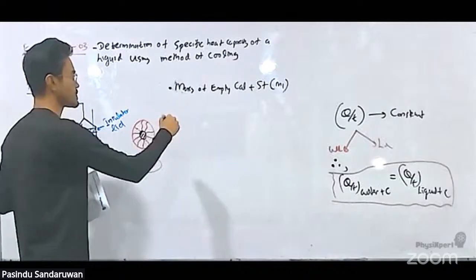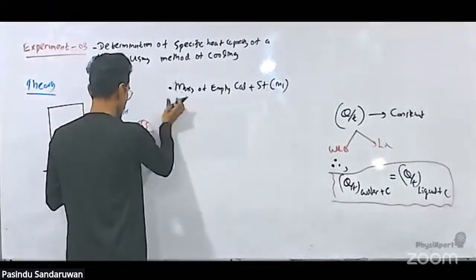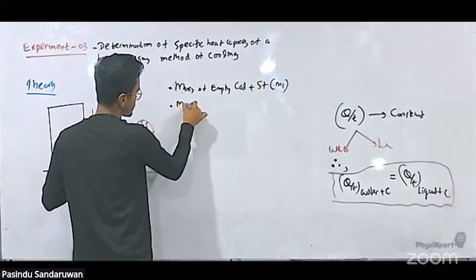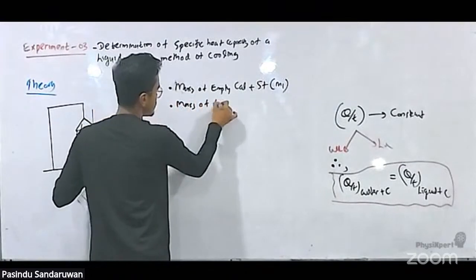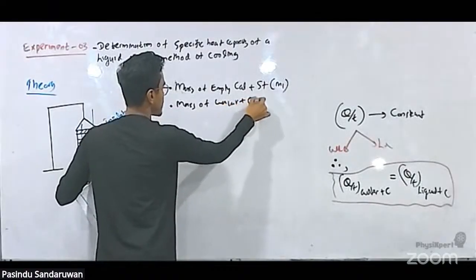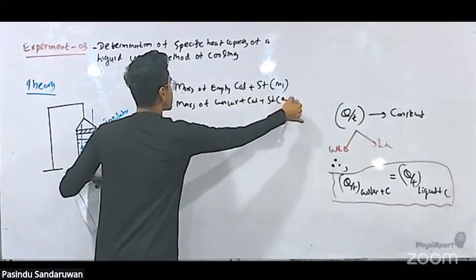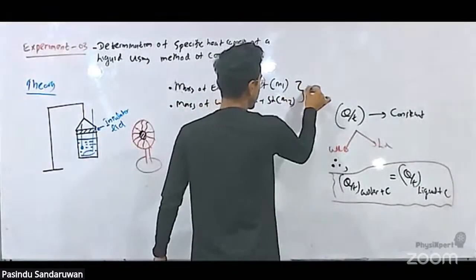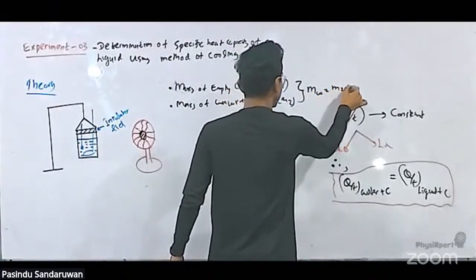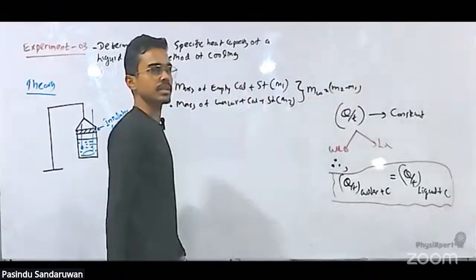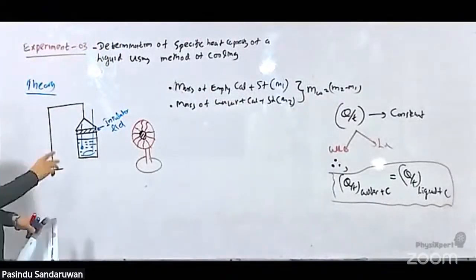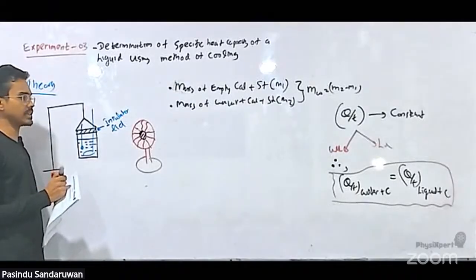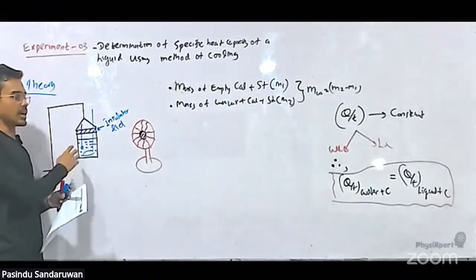Once water is put in, again you have to take the reading: mass of water plus calorimeter plus stirrer, let's say M2. Now the mass of water is known: M2 minus M1. The system is at 70, and then we let this cool.